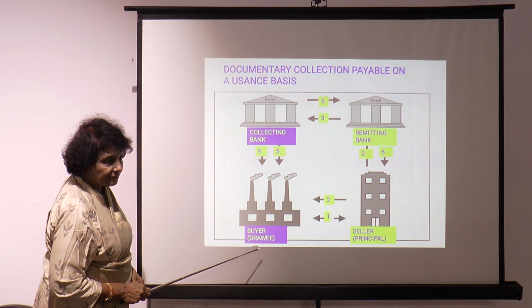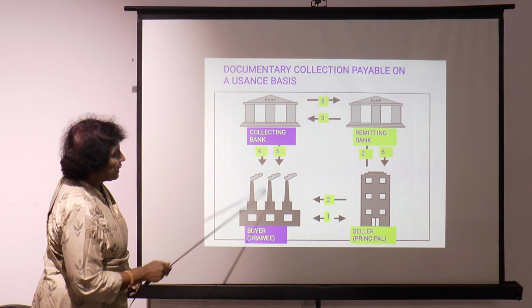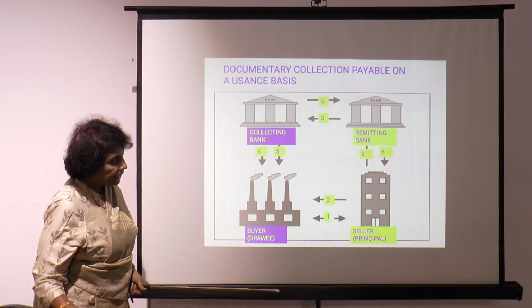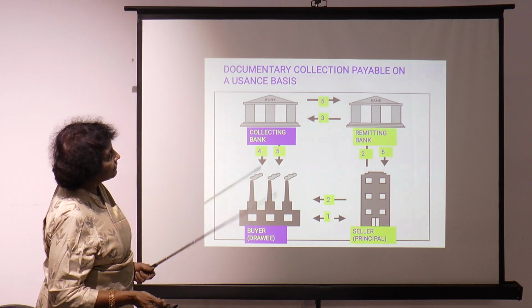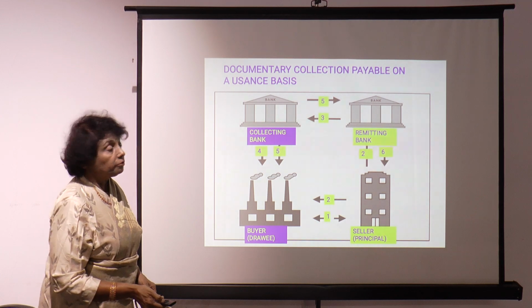Buyer is also known as the drawee. Seller is also known as the principal. Buyer's bank, collecting bank. Seller's bank is the remitting bank. So, the remitting bank will credit the amount to the account of the seller. Yes. So, this is the diagrammatic view of the documentary collection payable on usance basis.